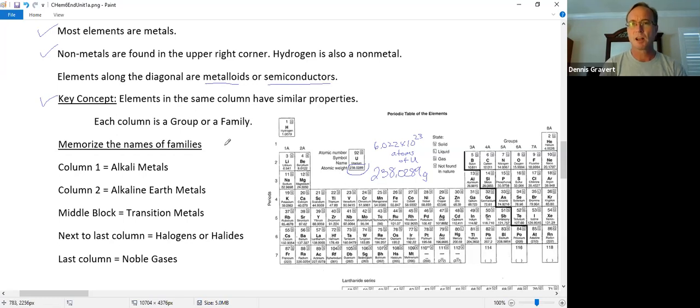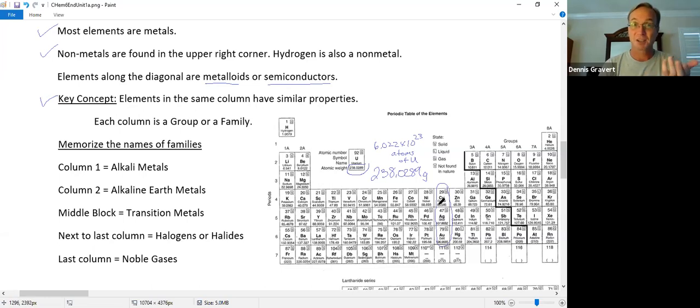that elements in the same column have similar properties. Kind of hinted at that earlier when we looked at this column, copper, silver, gold. I mean, they're great at making wires and jewelry, and they're really durable. They don't tend to corrode so much. Well, exceptions, right? Silver. Actually, copper has a little oxide coating on it too. But these have similar properties.